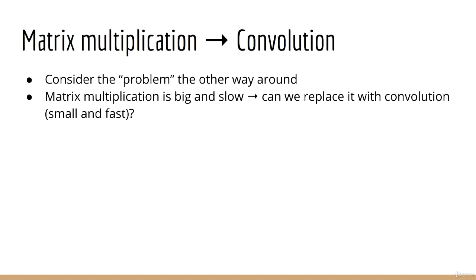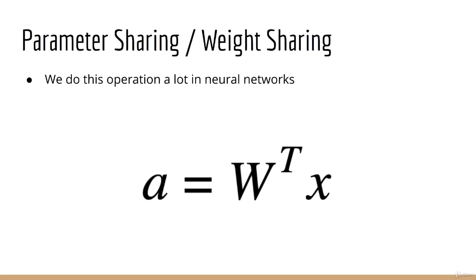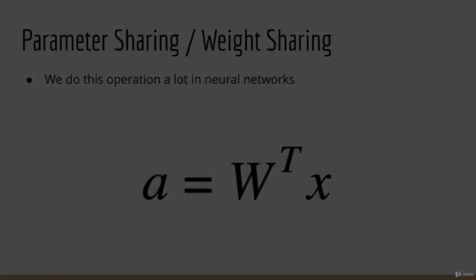Instead, it's helpful to look at this from the opposite direction. What if there are instances where, instead of doing a full matrix multiplication, we can replace it with convolution? This is the idea behind parameter sharing or weight sharing. Think of it this way. Inside a neural network, we are constantly doing this operation, A equals W transpose X. Here, A is the output activation and X is the input feature vector. W is the weight matrix.